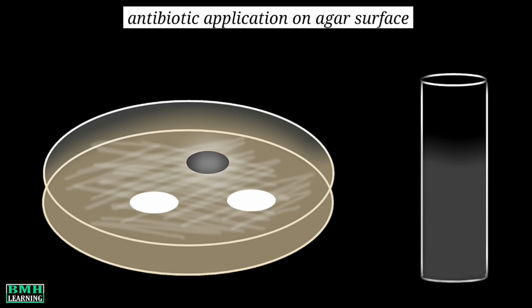We also keep a control paper disc. It's usually placed for comparison. It's only soaked in solvent. After this, the petri plates are incubated at 37 degrees centigrade.